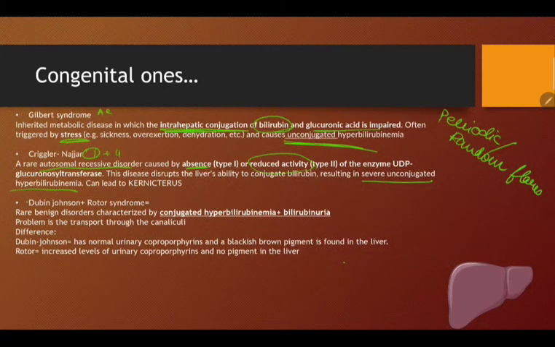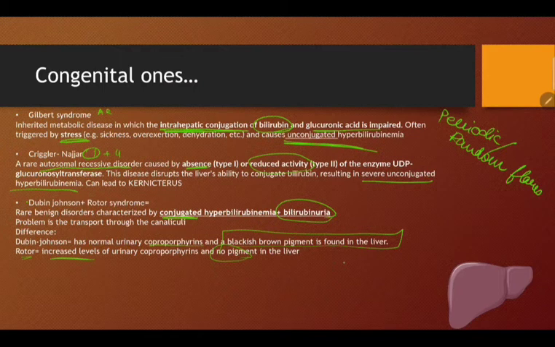Dubin-Johnson and Rotor both are benign. How are they characterized? By increased conjugated hyperbilirubinemia and bilirubin in the urine. The problem is with the transportation, not with the conjugation. The difference is, in Dubin-Johnson, you will see a blackish brown pigment in the liver, and you might see normal urinary coproporphyrins, which is the opposite in Rotor. You won't see any pigment, and you'll see an increased level of these urinary coproporphyrins, right?